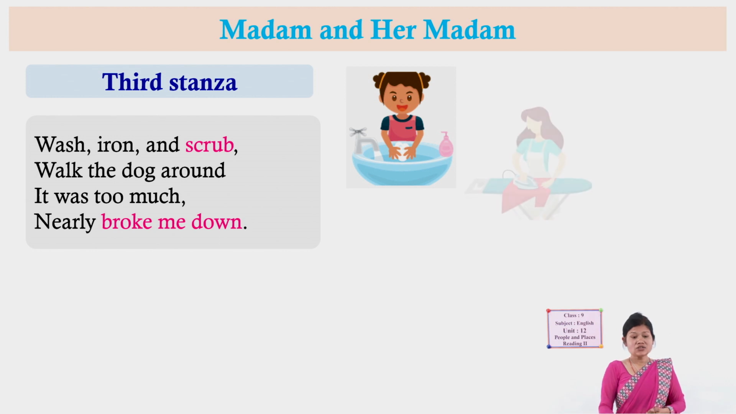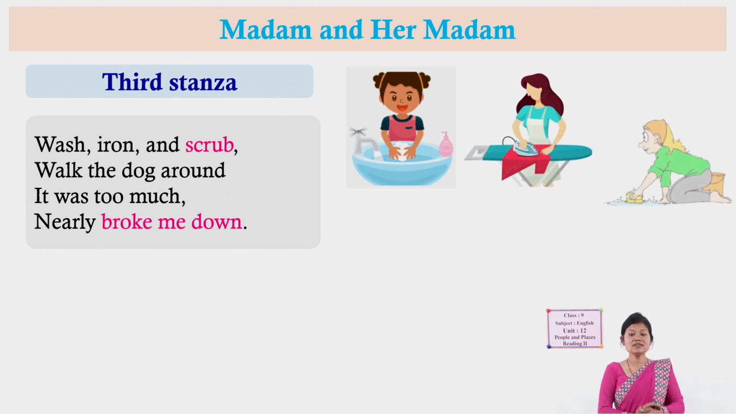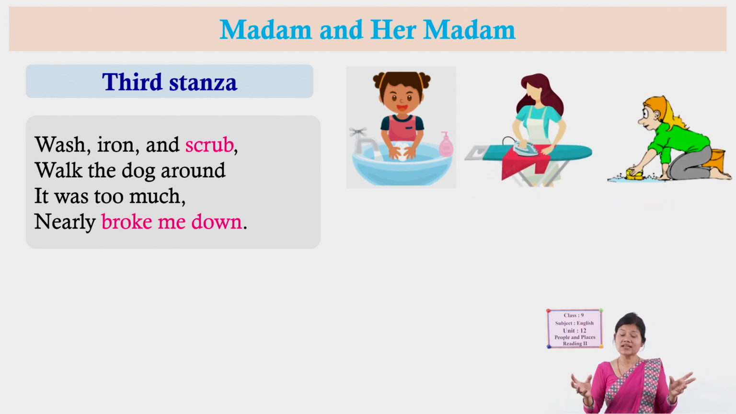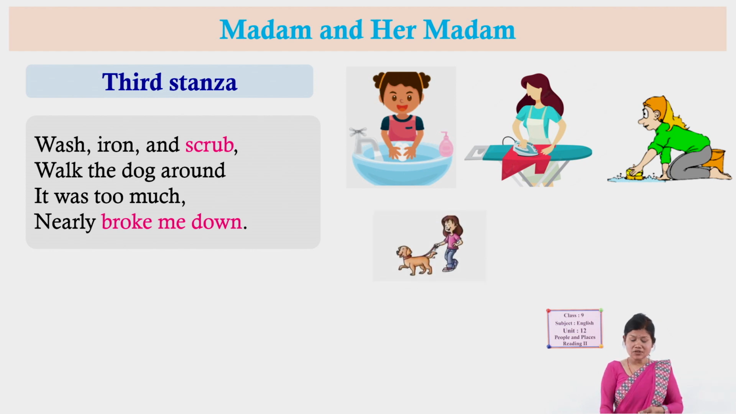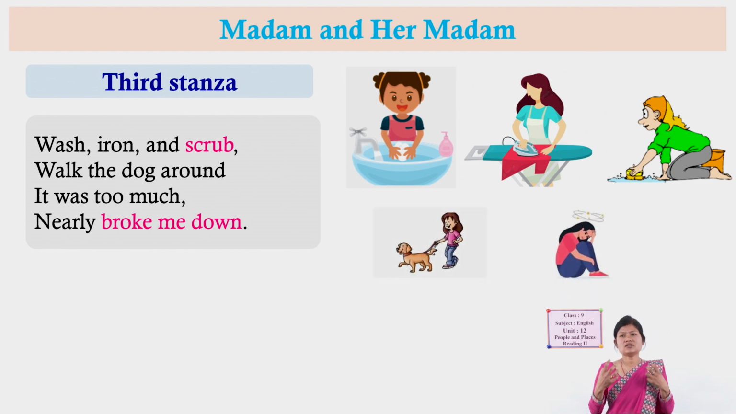Not only that, she has to take the dog for a walk. So doing all these works within a day by a single person nearly broke her down. Broke her down means doing that much work made her too tired. She felt that she was about to die, due to that tiredness.